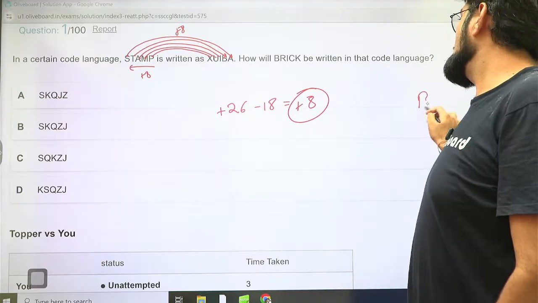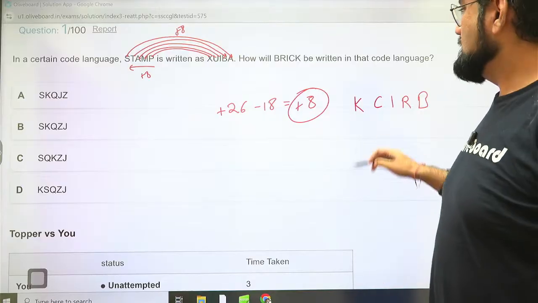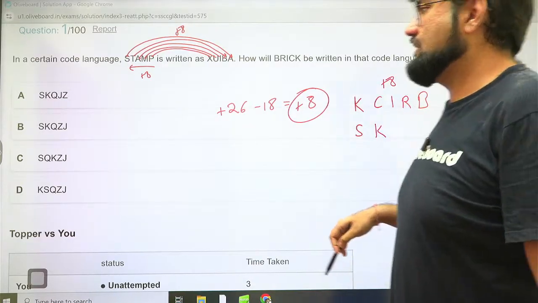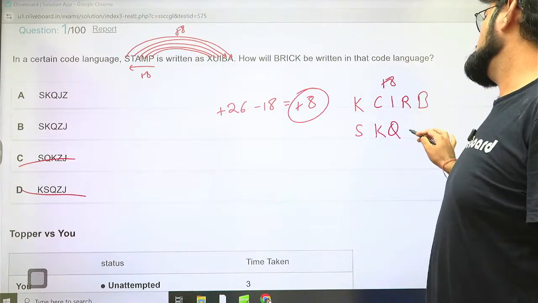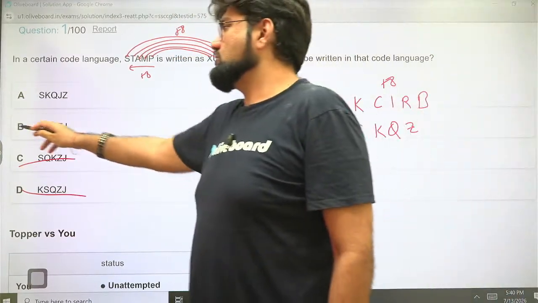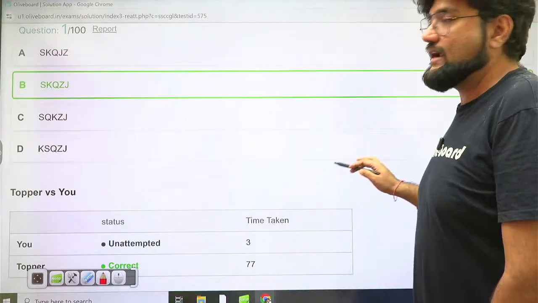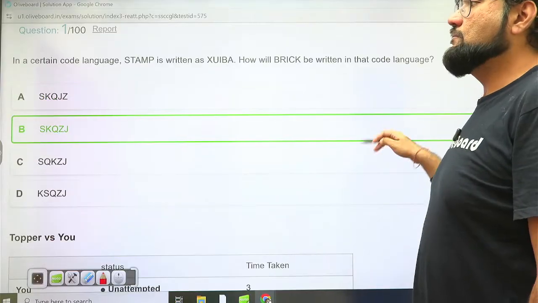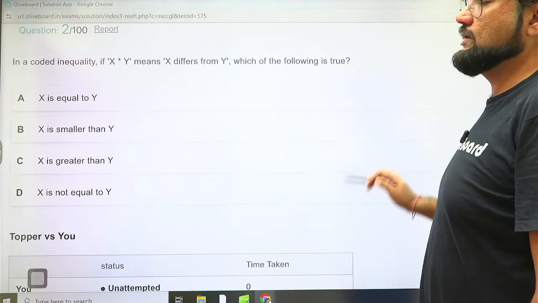So brick will be written like this, B-R-I-C-K, and we'll just add 8 here. So 11 plus 8 is 19. 3 plus 8 is 11. Starting with S-K, we have two options. Third is Q. The fourth one is 18 plus 8 is 26, which is Z. So option B is the right answer. Cool. The very first question, it was slightly tricky. Getting to it would not be very easy. But if you are well aware of cyclic addition and subtraction, it should not be a big problem.